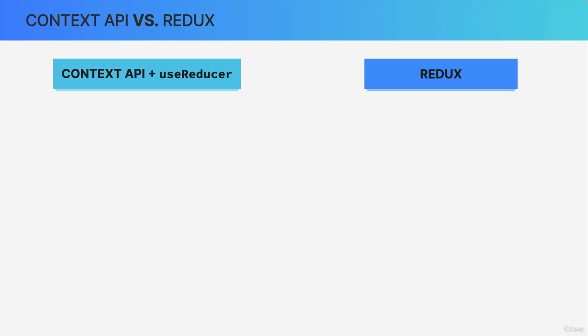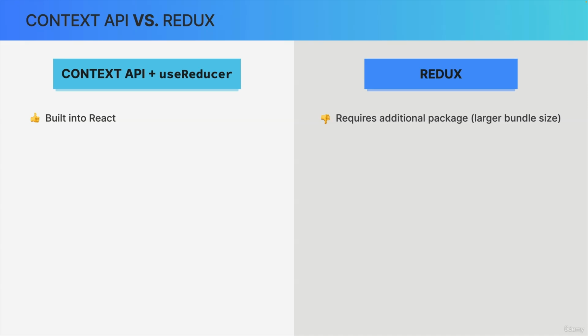So, in this video, I want to summarize what we have learned about both these solutions to manage global state by taking a look at their pros and cons, and ultimately giving you recommendations on when to use context and when to use Redux. So the first advantage of the context plus useReducer solution is that these features are already built into React, while if you want to use Redux, you need to install additional packages, which is not only more work, but will also increase your bundle size.